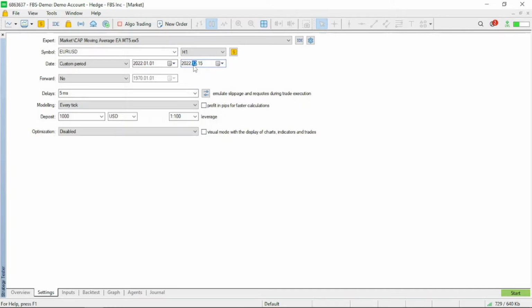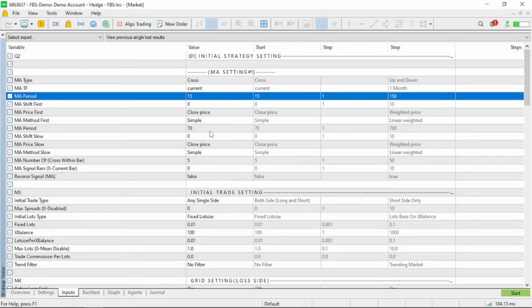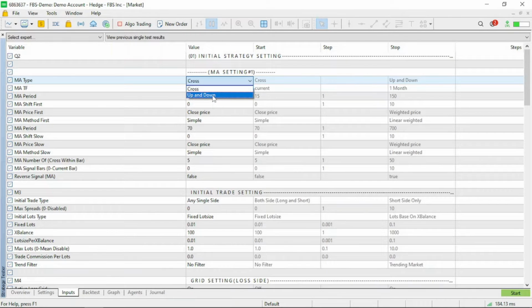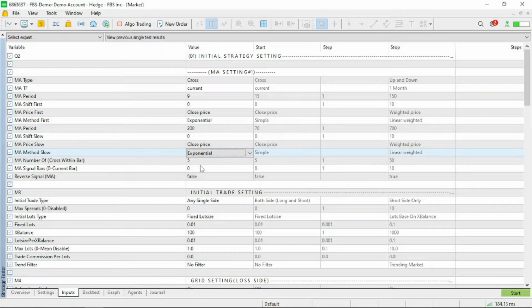I will be doing a set file for the hourly time frame from the 1st of January until the 15th of December. What we'll be doing is first looking at the 2 different strategy types that are available, the cross and the up and down strategy. These 2 strategies do have their own specific place in the market, so it is important to familiarize yourself with both of these strategies. What I'll be using is the 9 and the 200 exponential moving average for my strategy.